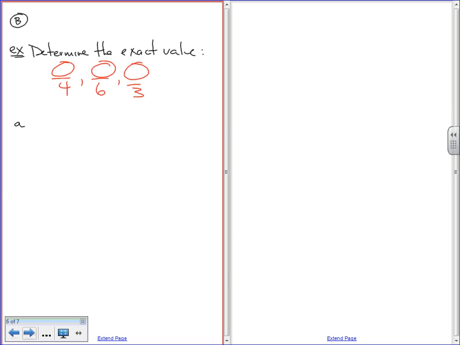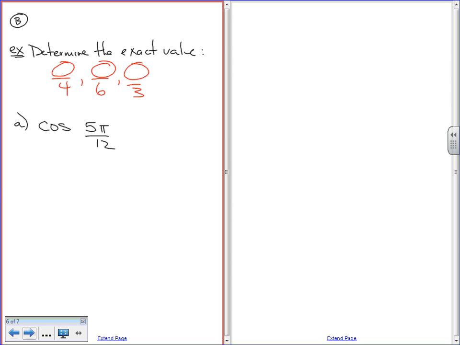Determine the exact value of the cosine of 5 pi over 12. In order to figure out the exact value of cosine of 5 pi over 12, we can't figure out any angle that has a 12 underneath it. So I need to split this angle up into two angles that have a 4, a 6, or a 3. I can add those two angles together, or I can subtract them to come up with this angle. Then I have to use these addition formulas.